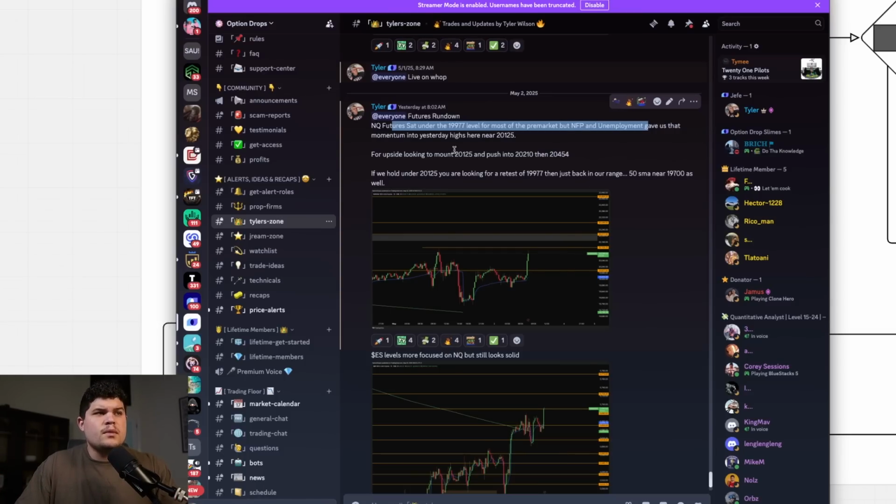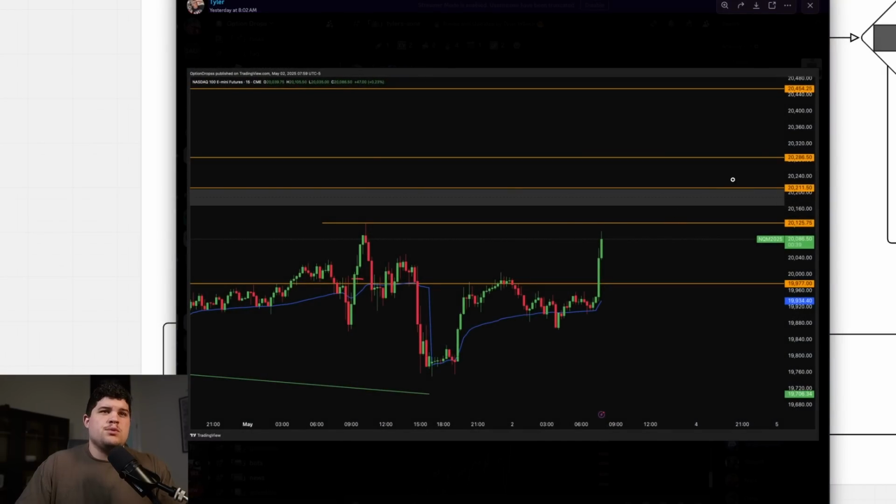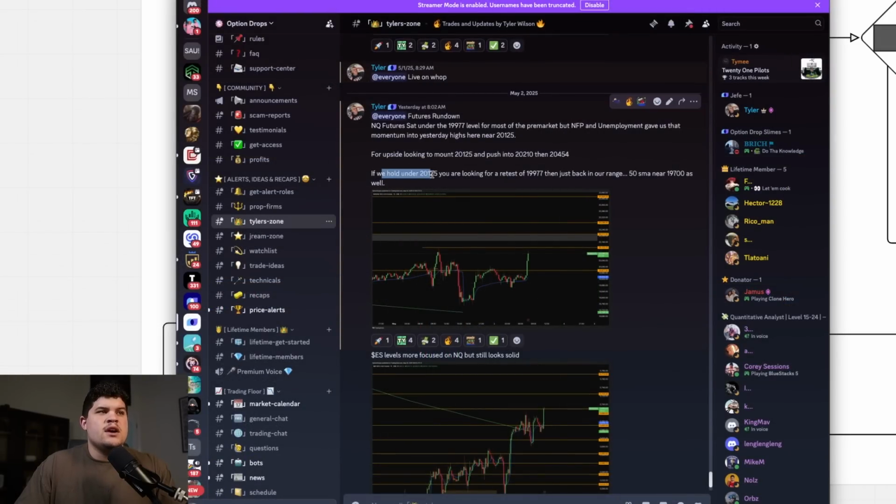I don't care. For upside, we want to mount 20,125, and again, this is 30 minutes before market open. We're pushing for 20,210, then 20,454. I had a level here, which I marked out, 20,286, but I just skipped it. I don't know why, but I posted it so you can see if we hold under 20,125, you're looking for that level to the downside. So I marked out the upside and the downside.